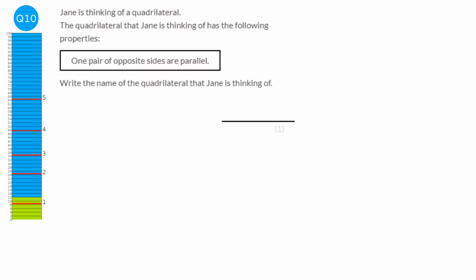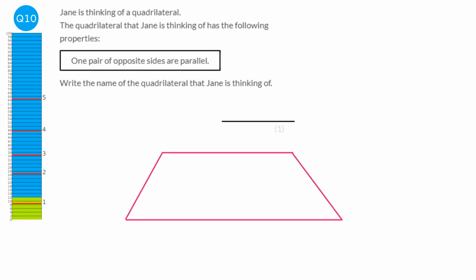If we try to draw a quadrilateral with a pair of parallel sides, and then it's a quadrilateral, so join them up, it's got 4 sides, then the shape we draw will always be a trapezium. So our answer is that it is a trapezium. Now you might think that a rectangle and square does have one pair of parallel sides, but it actually has 2 pairs of parallel sides. The definition of a trapezium is it has just 1 pair of parallel sides, and any quadrilateral that has 1 pair of parallel sides is a trapezium.